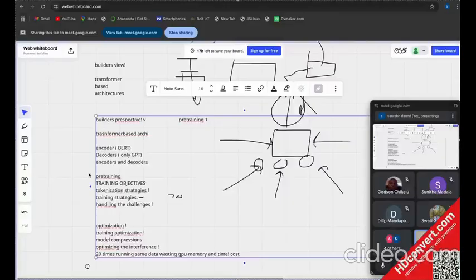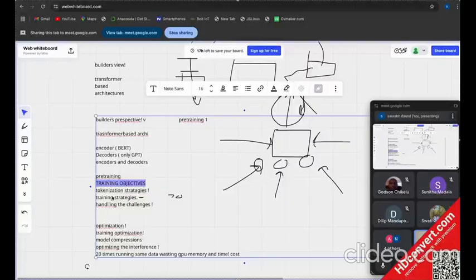So builders have to think about the complete architecture, right? What kind of architecture to use, like transformer architectures, whether to use encoder-decoder, or only encoder, or only decoder. Or, let's suppose there is a certain task which might just need pre-training, so what kind of strategies need to be applied there. All these kinds of things builders have to think about, before building all these things.